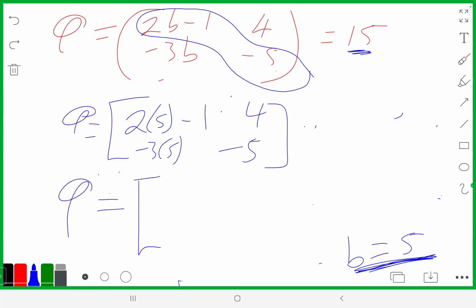So you have 2 times 5 being 10 minus 1, that will be 9. 4 and -15. -3 times 5 is -15 minus 5. This is your new matrix Q. Are we together up to here?